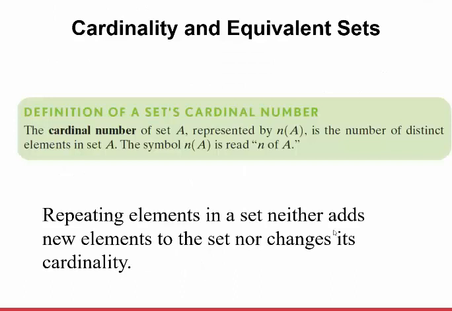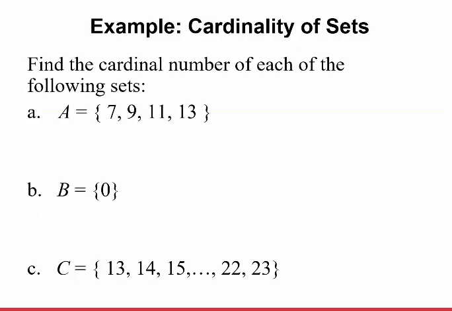All right, so let's talk about now what a cardinal number is. So the definition of a set's cardinal number: the cardinal number of set A is represented by n, and then in parentheses, whatever you call the set, and it is the number of distinct elements in the set A. So the symbol n(A) is read "n of A." Okay, so n of A, the cardinal number of set A, is another way of seeing this. The important thing here is that repeating elements in a set neither adds new elements to the set nor changes its cardinality, so its cardinal number.